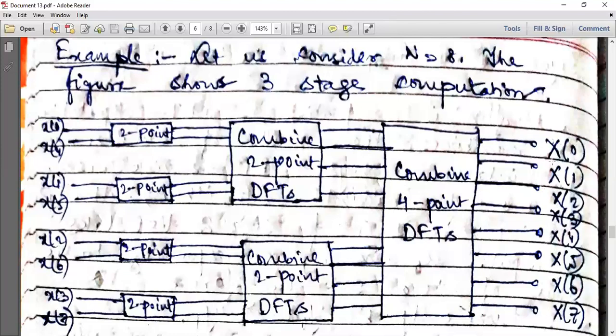Notice one thing: the outputs are in serial order, but the inputs are not in serial order due to the bit reversal process. What is that bit reversal process? That I'll be telling you later.